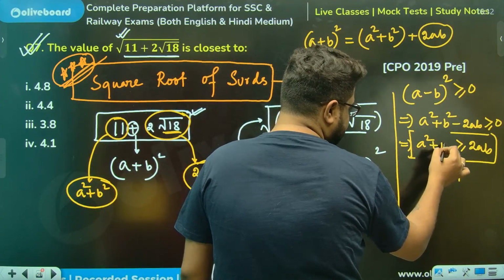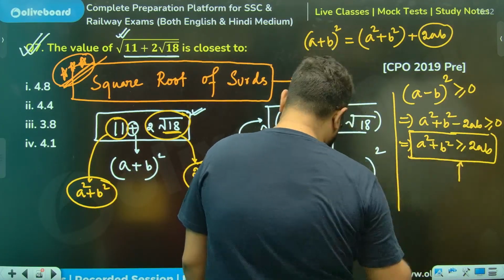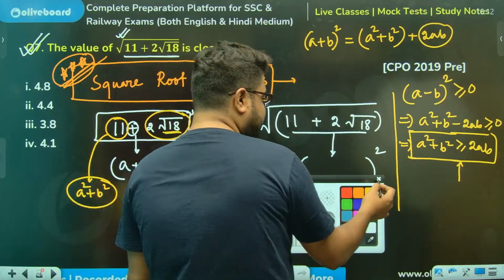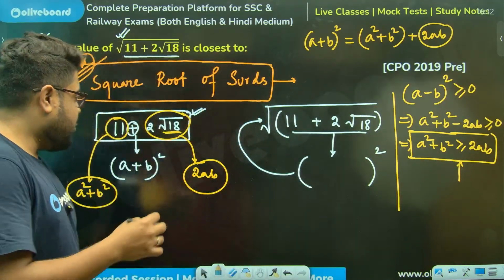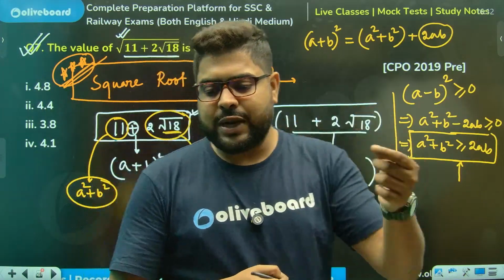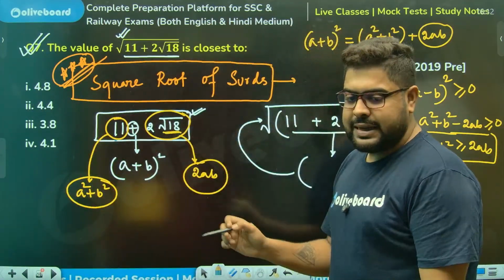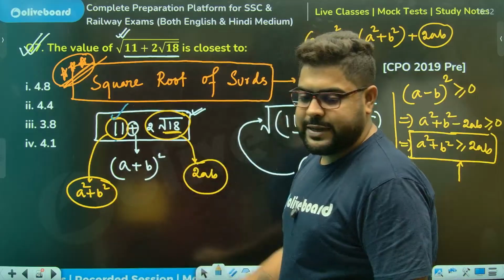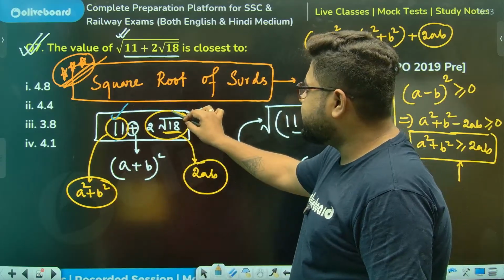Can you guys see? I've just shown you mathematical proof. You cannot deny this. Out of these two, whichever one is bigger, that is always your a square plus b square, and the smaller one is 2ab.